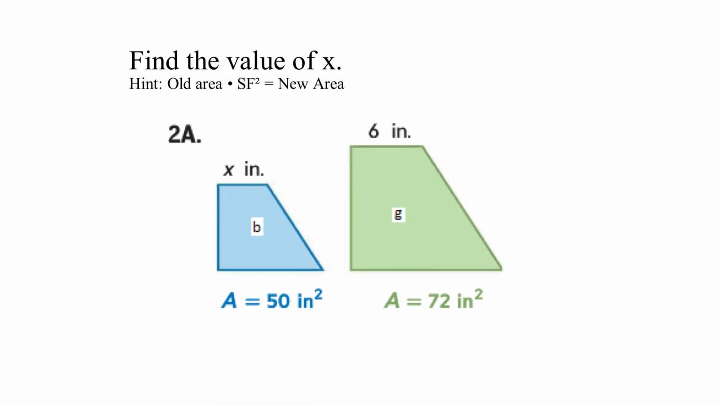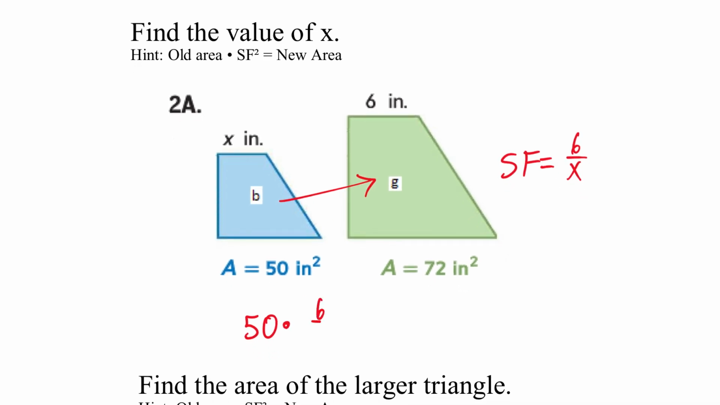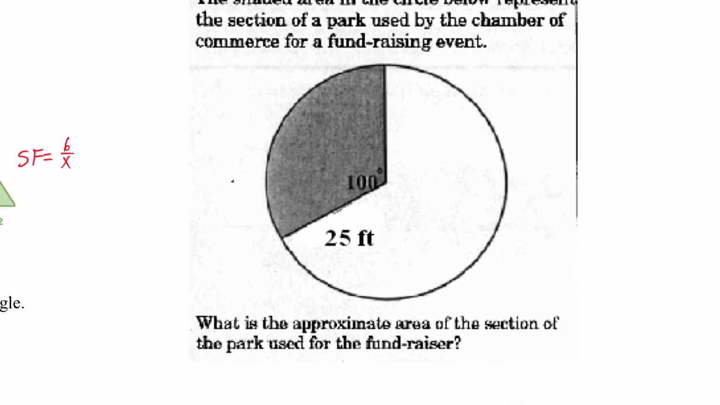On this 2a down here, this is what we worked on Monday. Remember, if you take the old area, which is 50 in this case, and what's the scale factor? 6 over x, going from here to here. If you take the old area times the scale factor squared, that gives you the new area. So you just need to work that equation out to find the value of x. I'll let you work that one out.